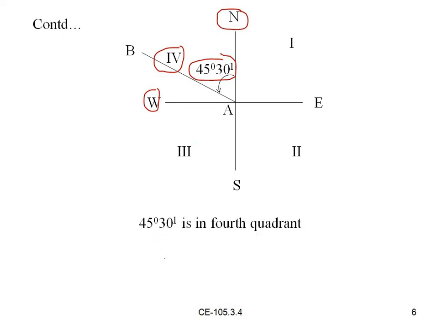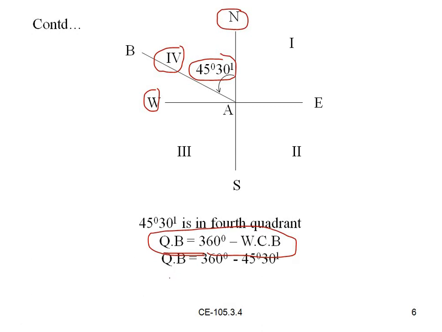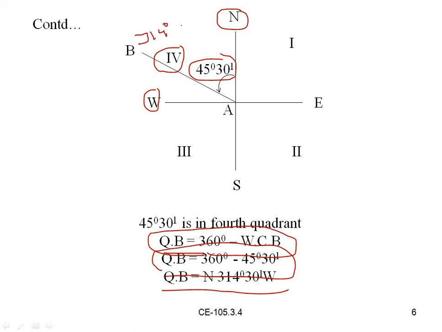So whole circle bearing is 360 degrees minus quadrantal bearing. So we have to do 360 degrees minus 45 degrees 30 minutes. We will get 314 degrees 30 minutes west. So this is the value we will get. In the previous we have found out the quadrantal bearings from whole circle bearings. Now we are finding out the whole circle bearings from quadrantal bearings.